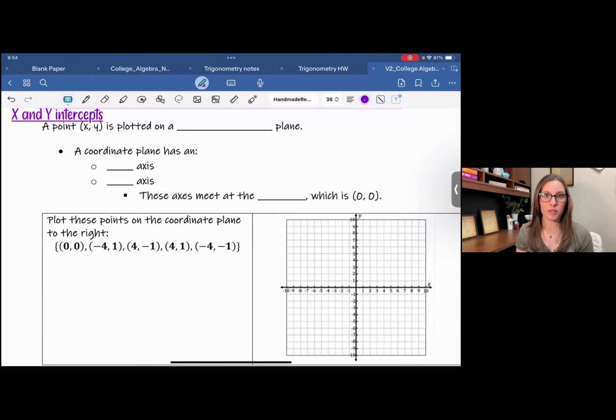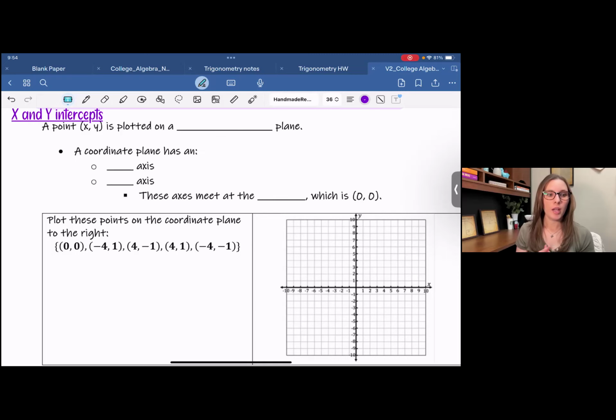Hey y'all, in today's video lesson, we're going to be learning about X and Y intercepts. We're going to be looking at how to find those on a graph, in an equation, maybe a table, all the different ways. Before we get into talking about X and Y intercepts, let's first review a point.